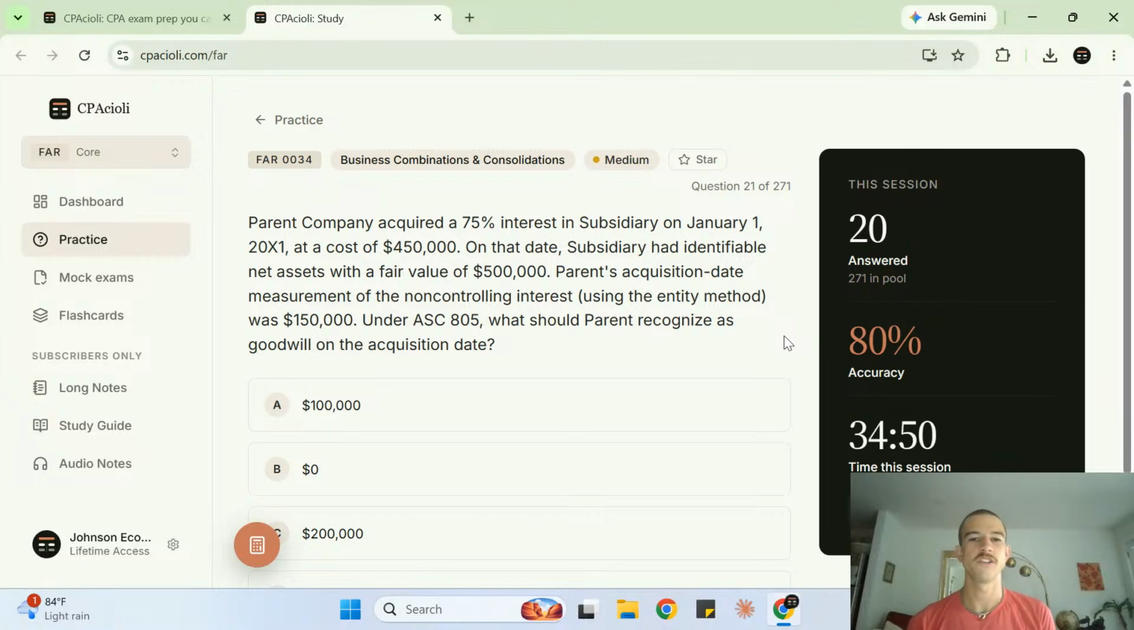Parent company acquires 75% interest at a cost of $450. Subsidiary had identifiable net assets with a fair value of $500. Parent's acquisition date measurement of the non-controlling interest was 150K.